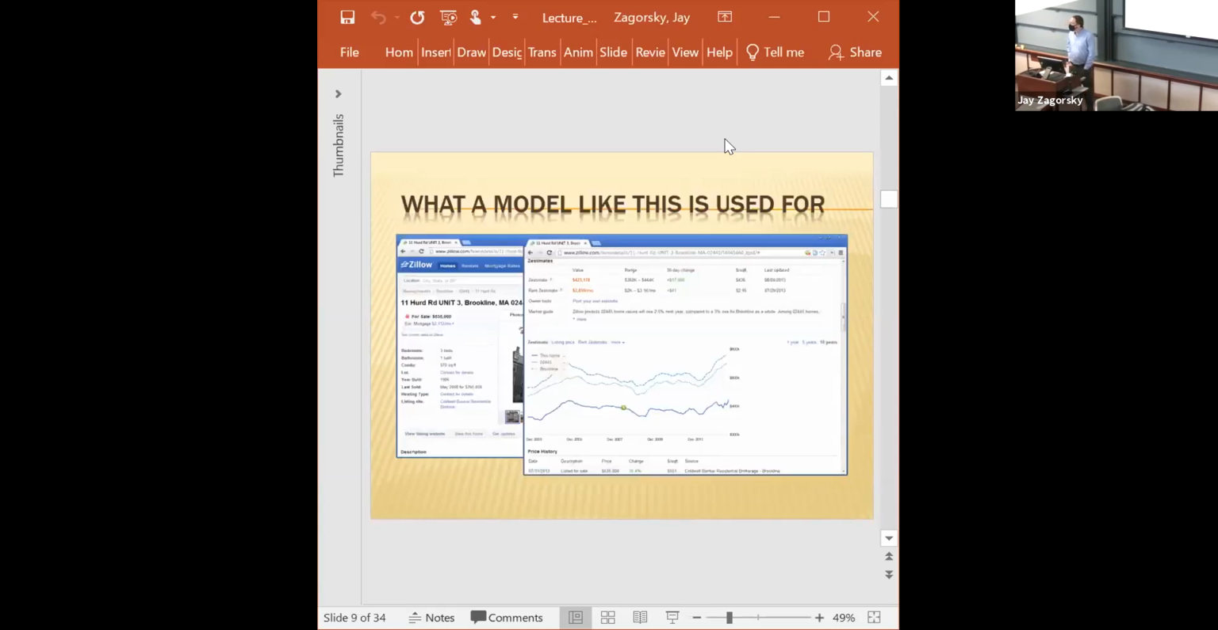And what's the model used for? The model is used for something like Zillow. I don't know how many of you have been to Zillow, but basically you type in an address in Zillow, and there are a number of other competitors, and it tells you exactly how much the house is worth. It'll tell you how much the house was worth 6 months ago, a year ago, 5 years, and even 10 years ago. You can track the whole thing over time.